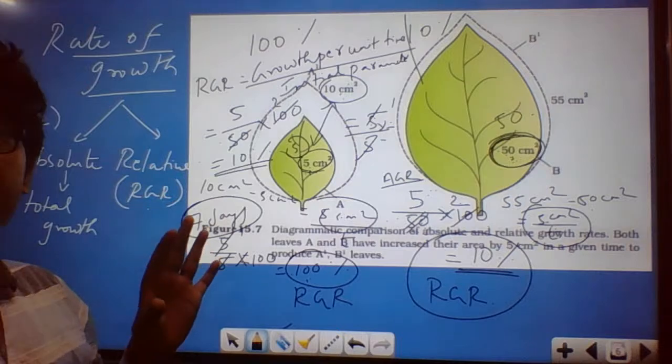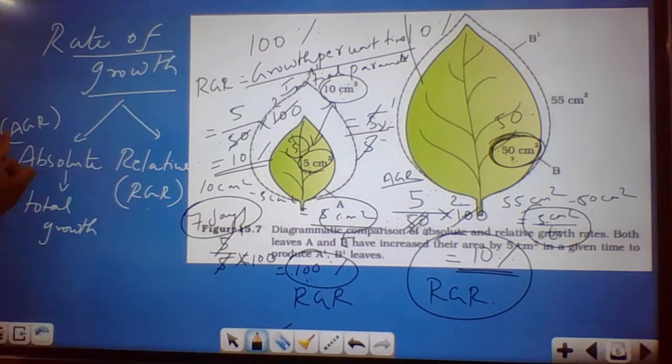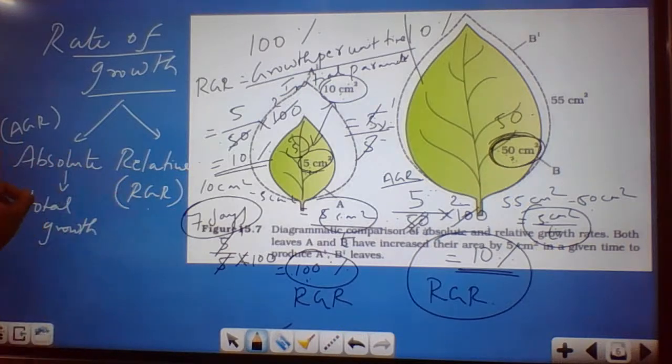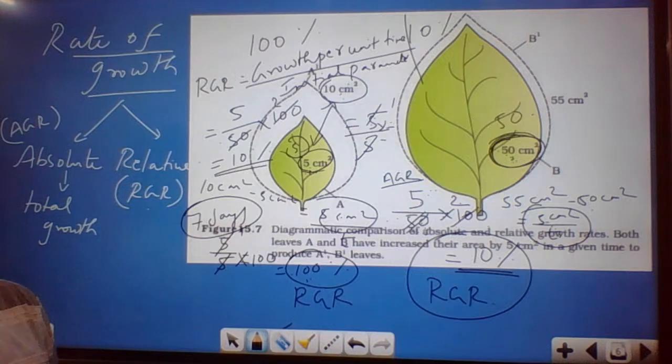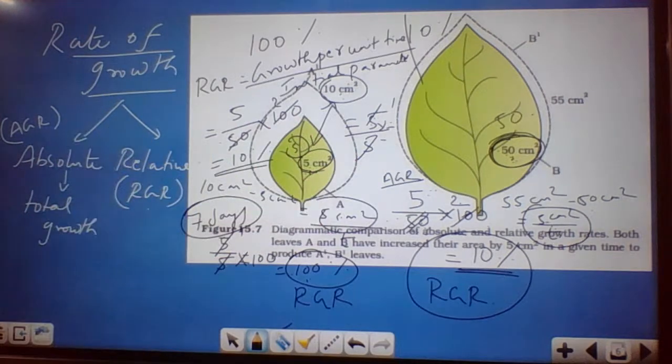I hope you guys understood now how to calculate the absolute growth rate, that is AGR, and how to calculate the RGR. To calculate RGR, you first need to calculate AGR, and then you can calculate the relative growth rate. Fine. We're done with this part, that is the rate of growth.